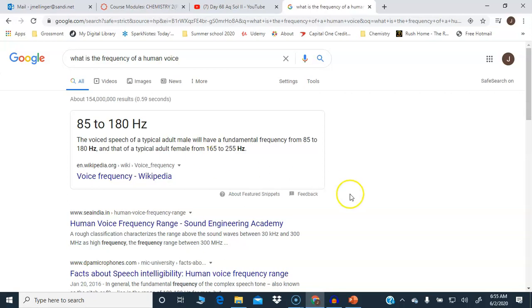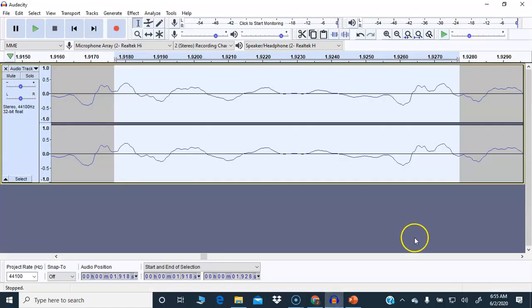So we go back to Audacity, and you can see that that's where I was. I was at 107. All right, and so what are the rest of all these ups and downs here? Those are called subharmonics or overtones.